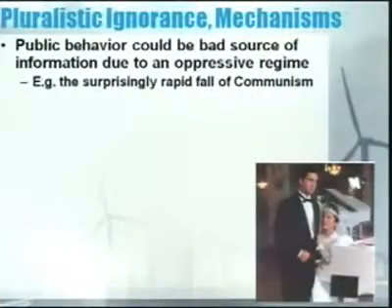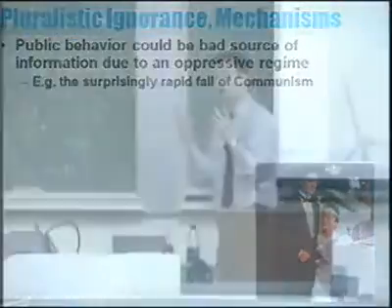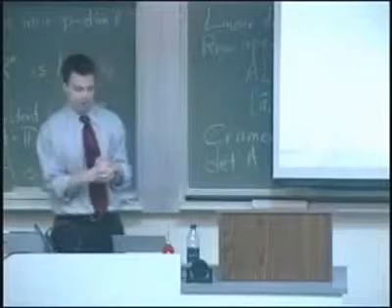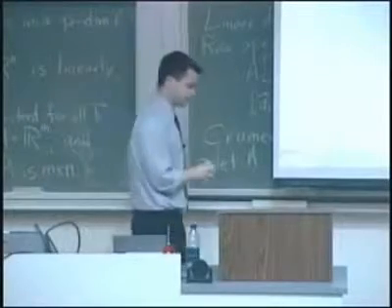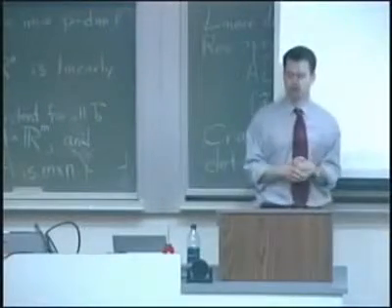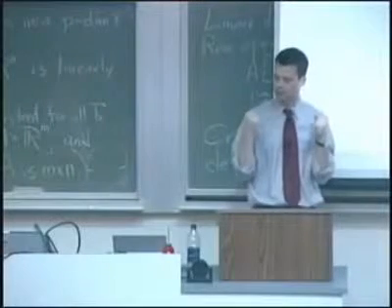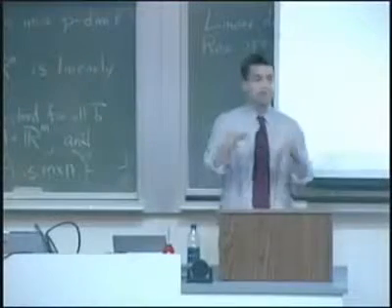Another thing is an oppressive regime. Say you have a totalitarian dictatorship in a country. They could essentially outlaw one behavior and promote the other, leading everybody in that country to mistakenly believe that the one norm that's legal and governmentally encouraged is actually privately very popular, and that the one that's illegal is unpopular or maybe even unheard of in the country. So one of the classic examples of pluralistic ignorance is the rapid fall of communism.